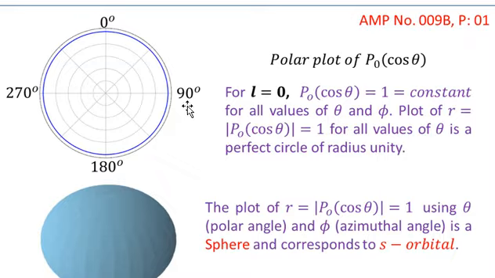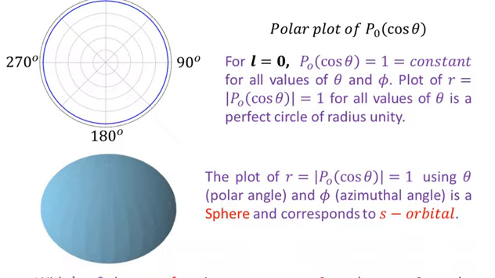So you see that in this polar system, L is equal to 0. That is, when the orbital quantum number is equal to 0, the Legendre polynomial represented by P0 of cos theta, which is equal to 1, a constant, will represent a circle of radius unity in the polar coordinate system as shown.